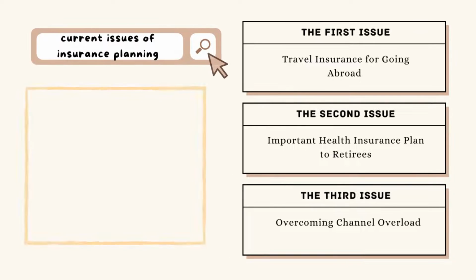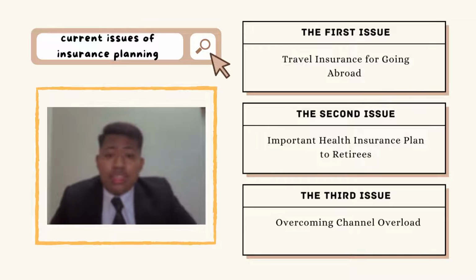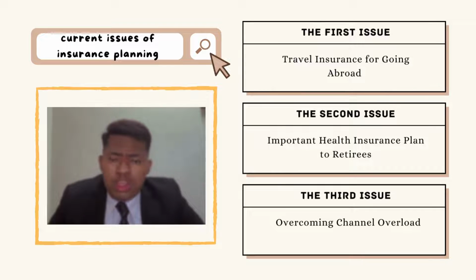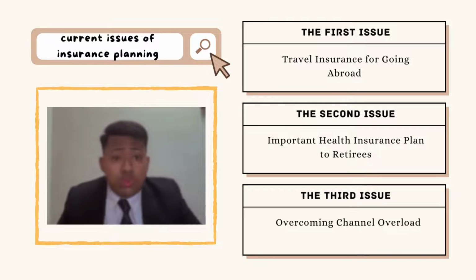So, alright, okay, now we move on to the current issue for insurance planning. So, the first one is travel insurance for going abroad. Even before the pandemic, many countries had insurance obligations. However, roughly a dozen additional countries have introduced rules which require paying COVID-19 medical expenditures as well as other fees such as lodging in the event of an overseas quarantine.